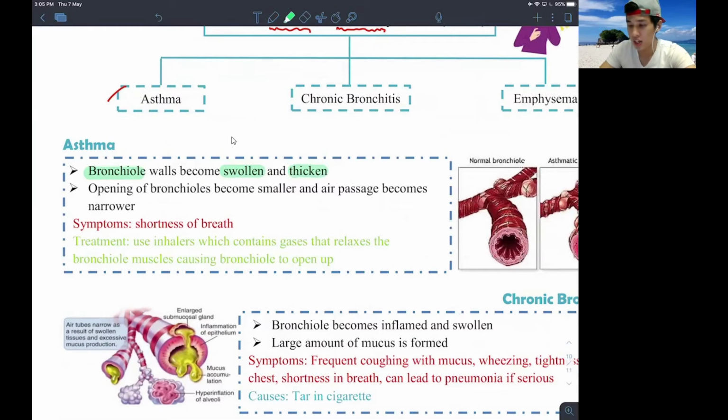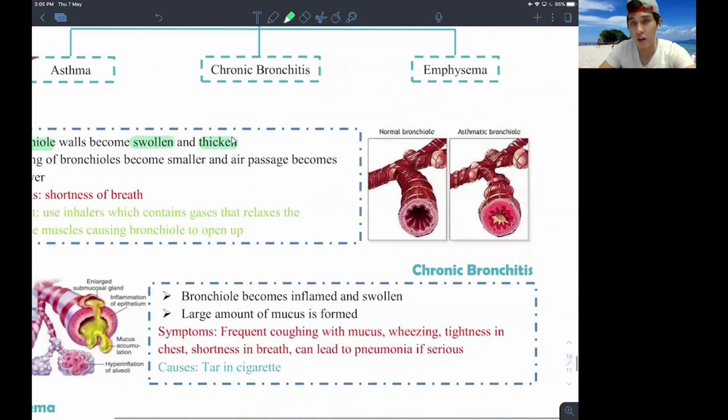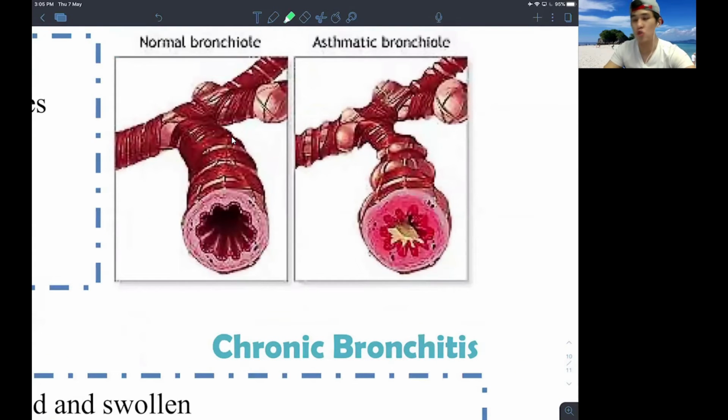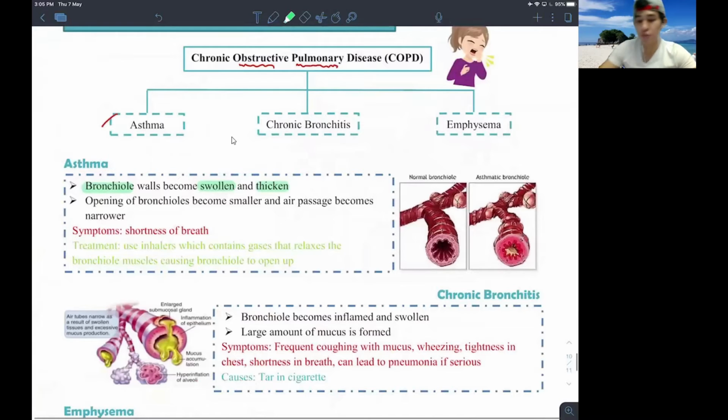As you can see, this is a normal bronchiole in the picture on the left-hand side. On the right-hand side, you can see a bronchiole that is already swollen, and the pathway is small already. Therefore, air is very hard to transport towards your alveoli. No matter how hard these people breathe, air cannot go into the alveoli, so they get no oxygen and cannot breathe. The opening of the bronchioles becomes smaller and the air passage becomes narrower.